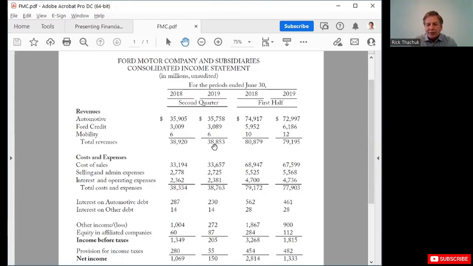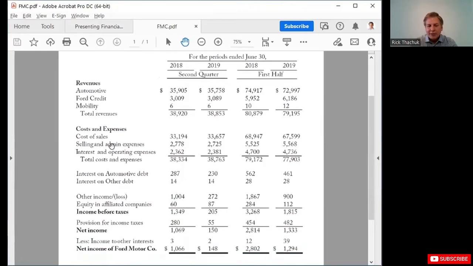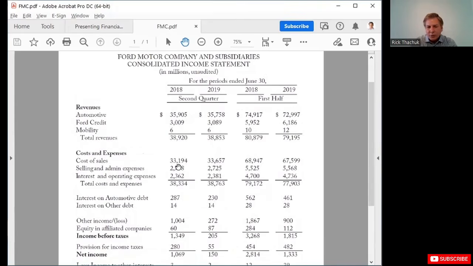Okay, you should have said total revenues at Ford Motor Company and subsidiaries were 38,853,000,000 US dollars in the second quarter of 2019, down slightly from, or a slight decrease from, 38,920,000,000 US dollars in the same period of 2018. All right, let's take a look at cost of sales. Cost of sales went from this value to this value. So that is an increase. Is that slight or substantial or none of the above? Let's take a look.